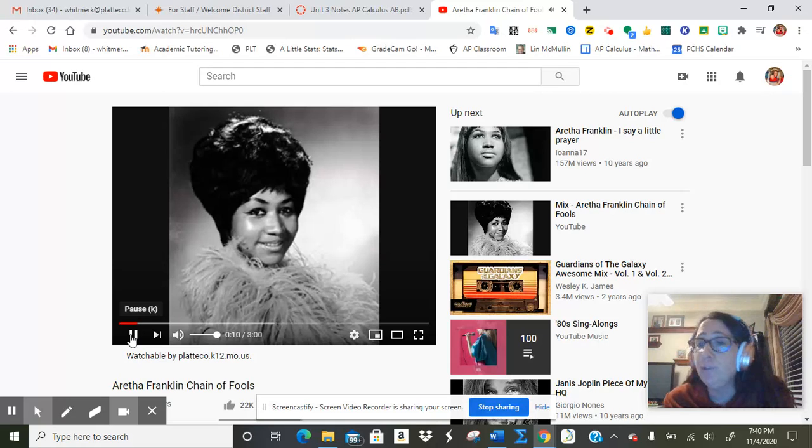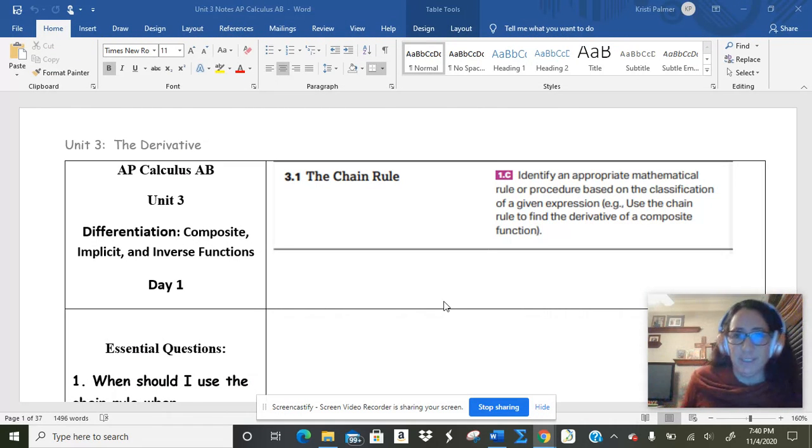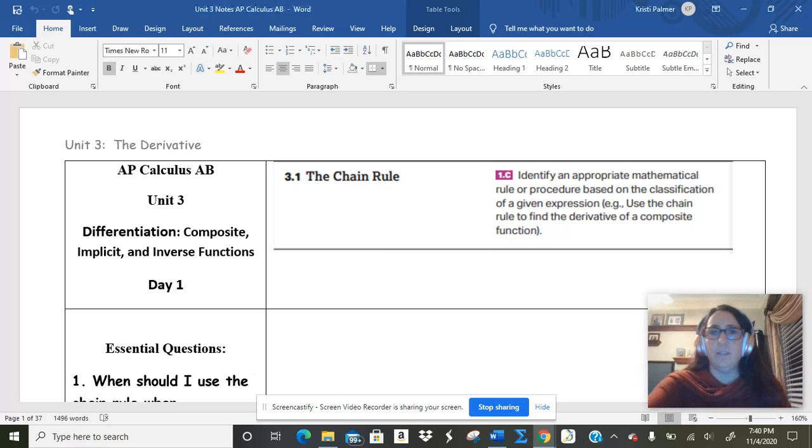Chain rule. Chain rule. All right, guess what we are going to learn about today? The chain rule. That's right. Okay, so this is a derivative rule that we have not learned about. So this is called the chain rule.